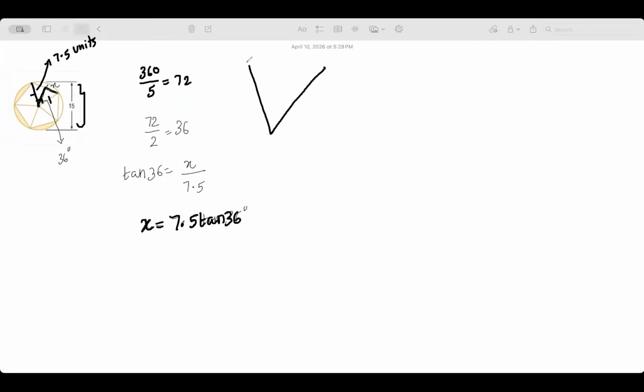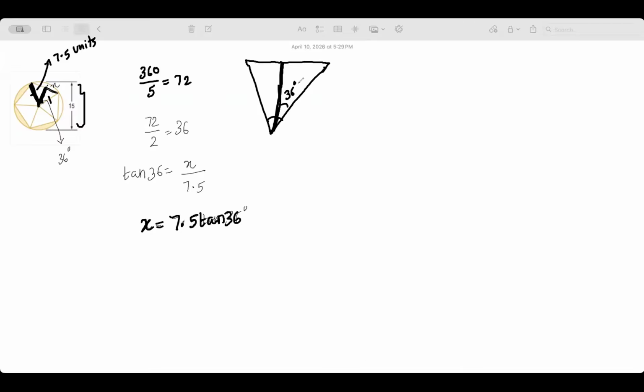This is your triangle. Makes sense? Yeah. How much angle is this? That's 72, so you divide by 36. Correct, 72 divided by 2 is 36. This one is 36, correct? Now how much is this? We don't know. How much is this? Oh, okay, 7.5.